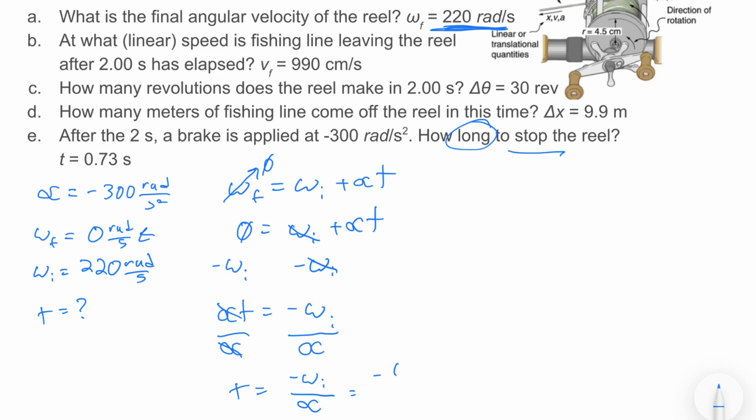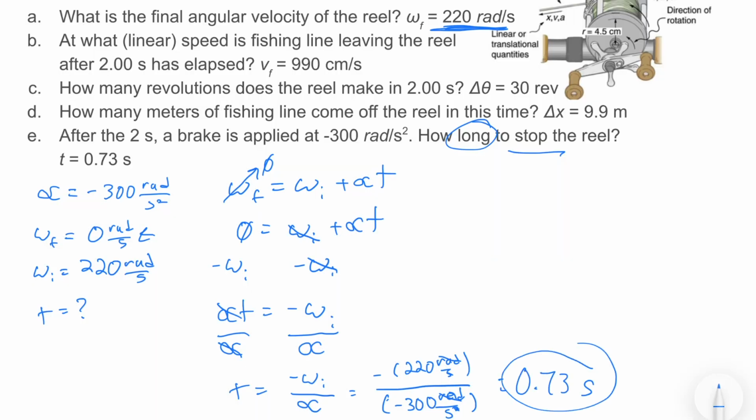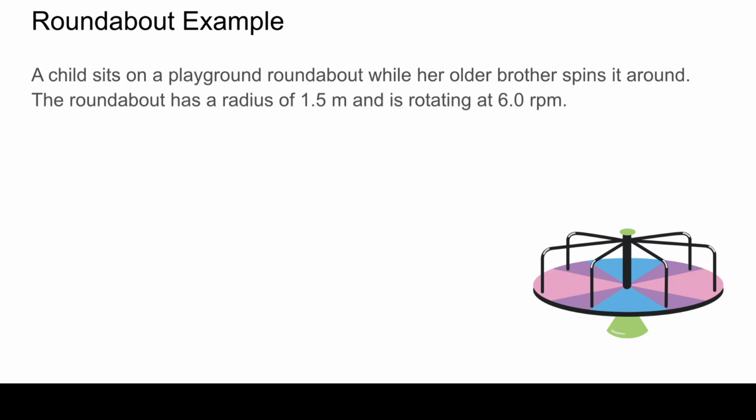And when we plug in numbers, the negative of our initial angular velocity, which is 220 radians per second, divided by our angular acceleration, which is negative 300 radians per second squared. And we will end up with radians per second. Our radians cancel out. Again, they're not a unit anyway. And then one of our seconds cancels out with one of the seconds squared in the denominator, and those in the denominator come up to the top. So we end up with seconds in the end. And if we divide 220 by 300, we end up with 0.73 seconds.